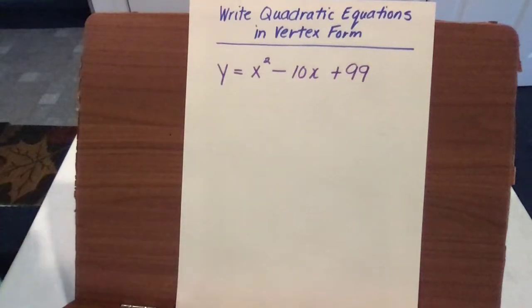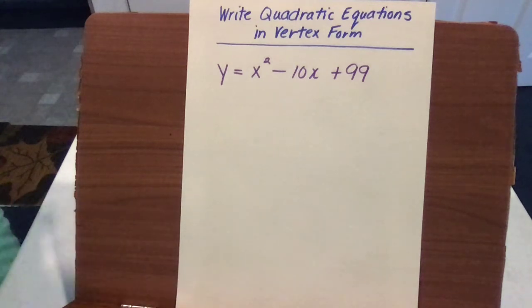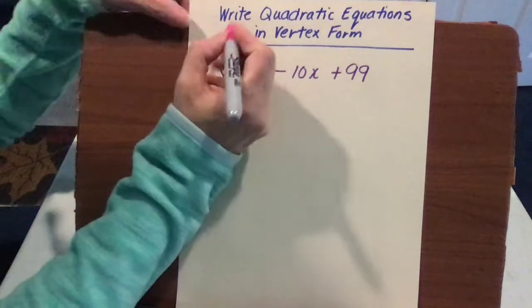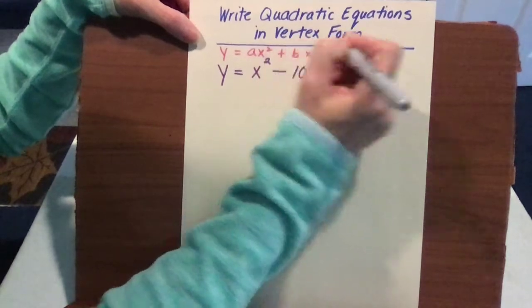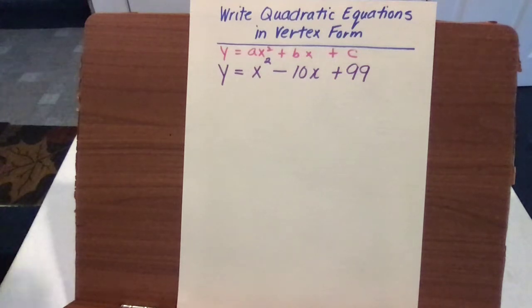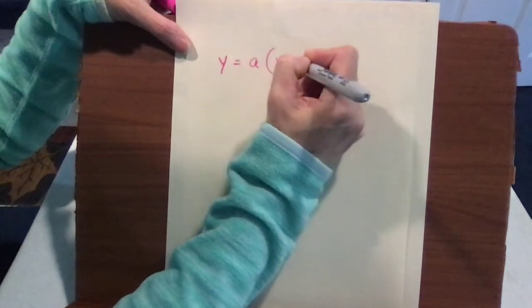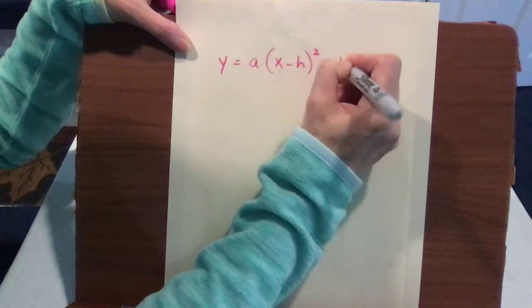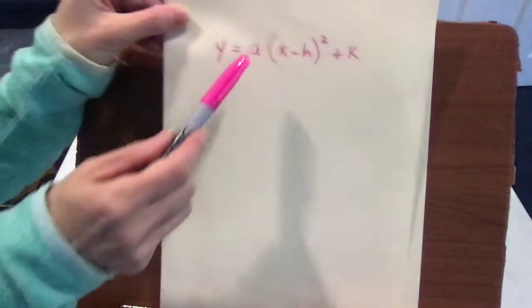All right, we are going to learn about writing quadratic equations from standard form into vertex form. As you might recall, standard form is y equals, or f of x equals, ax squared plus bx plus c. We want to translate this into vertex form, and vertex form is y equals, or f of x equals, a times the quantity x minus h squared plus k, where (h, k) is our vertex.